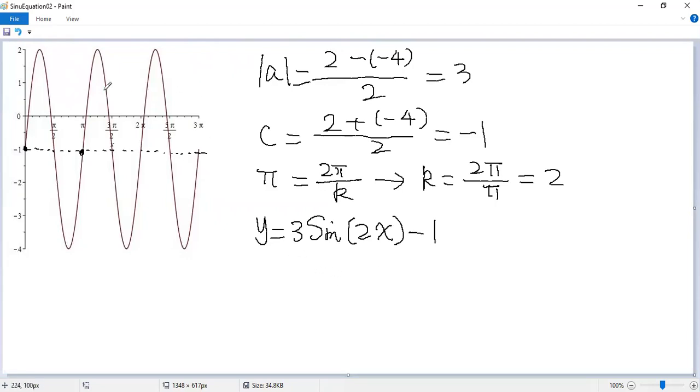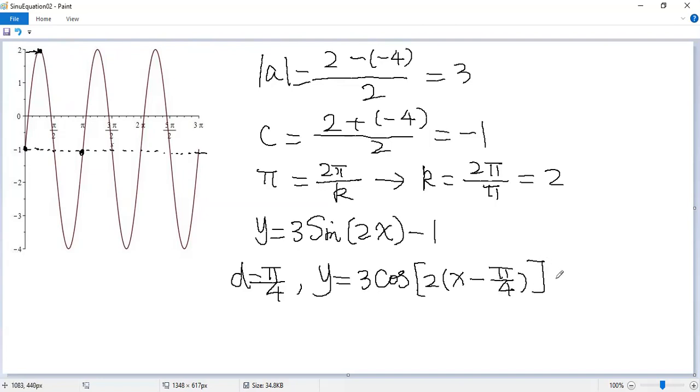If we use cosine, then you know the maximum is here and it goes down. In this way, it has the same pattern as cosine, but we need a horizontal shift. So from here to here, you see here is a half pi, so that should be pi over 4. So d equals pi over 4. So the equation can be written as y equals a, which is 3, cosine of k, which is 2, times x minus d, pi over 4, plus c, which is -1.